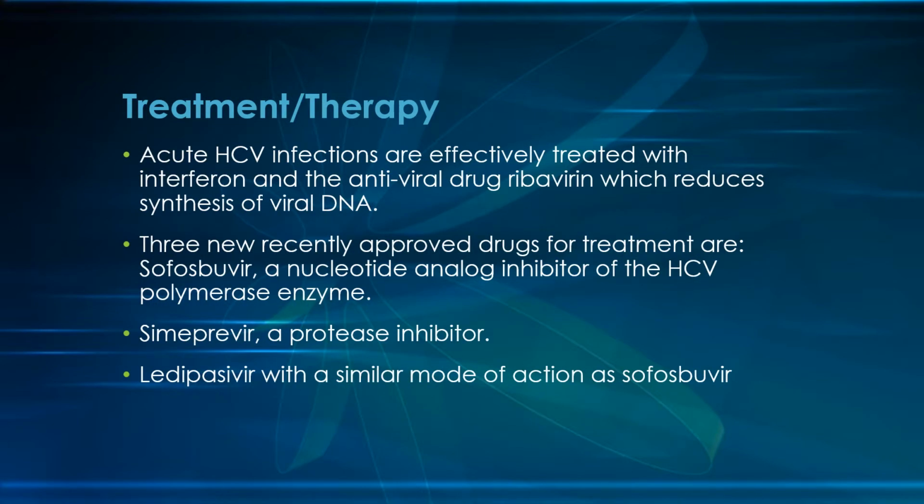Acute HCV infections are effectively treated with interferon and the antiviral drug ribavirin, which reduces synthesis of viral RNA. Three new recently approved drugs for the treatment are sofosbuvir, a nucleotide analog inhibitor of the HCV polymerase enzyme, simeprevir, a protease inhibitor, and ledipasvir, with a similar mode of action as sofosbuvir.